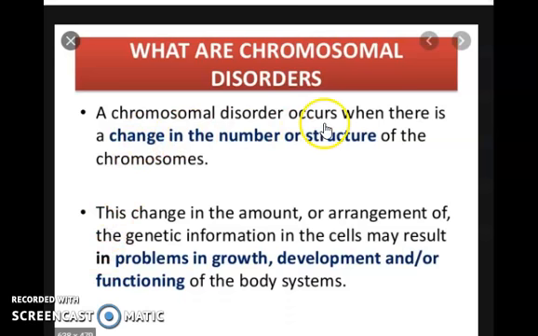Which are the chromosomal disorders? First up, here we see the meaning of chromosomal disorders. A chromosomal disorder occurs when there is a change in the number or structure of the chromosome. What are some examples of chromosomal disorders? Some chromosomal abnormalities occur when there is an extra chromosome, while others occur when a section of a chromosome is deleted or duplicated. Examples of chromosomal abnormalities include Down syndrome, Klinefelter syndrome, Turner syndrome, etc.